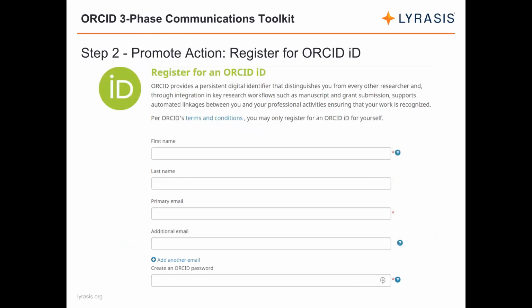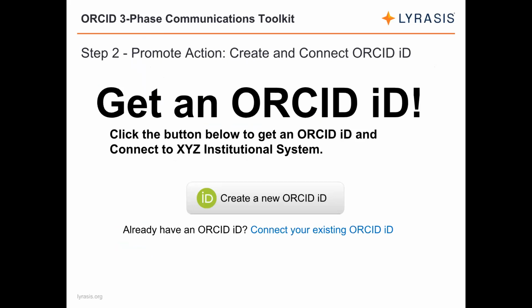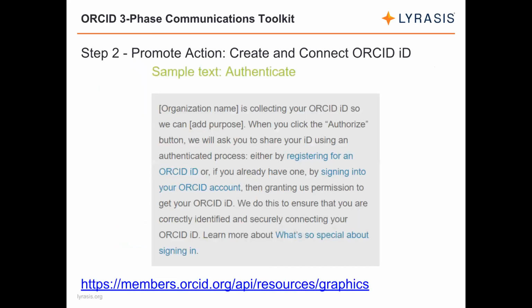The second phase of ORCID outreach is promoting action, getting researchers to actually register and populate their ORCID records. And if you have an integration, this is the time to let researchers know that your system will be asking them for permission to connect. Because ORCID deals in identity and personal information, it's crucial to let researchers know why you want them to use ORCID, what you are going to do with their ORCID data, and how it will benefit them.